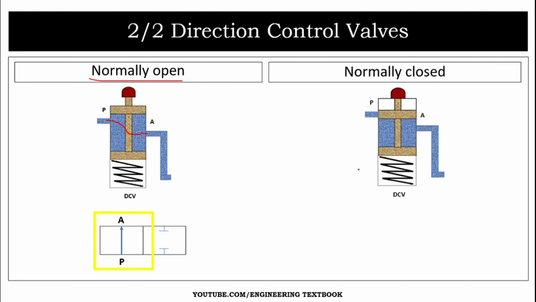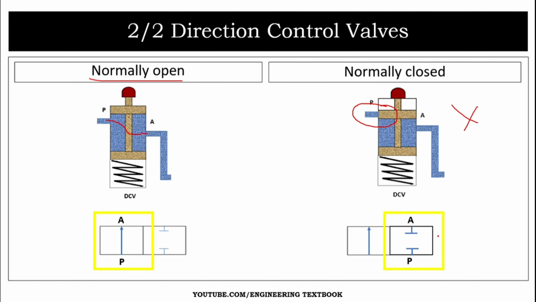This is the symbol of the normally closed condition, where the piston has blocked port P. The oil is not flowing. The oil flow is stopped. So in the symbol it is indicated by the second position. Port A is not connected and port P is also not connected. Both the ports are blocked. So you can draw this symbol for the normally closed condition and this symbol for the normally open condition.